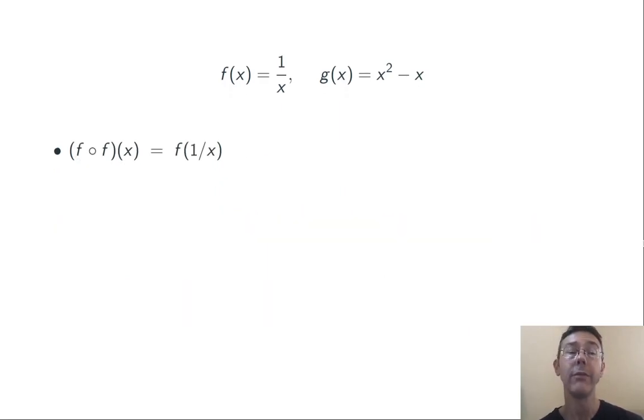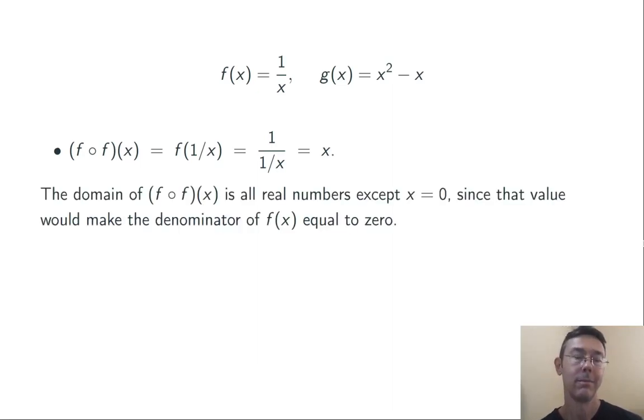Finally, let's do f composed with f of x. So I'm going to plug into f, get a number back, take that result, and plug it into f yet again. In terms of symbols, I'm doing f of 1 over x, f of f. So I go back to the formula of f, and wherever I see an x, I replace it with 1 over x. So I get 1 over 1 over x, also known as x. The domain is a little bit tricky here. It's going to be all real numbers except x equals 0.